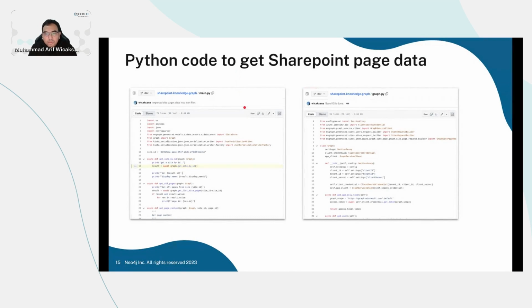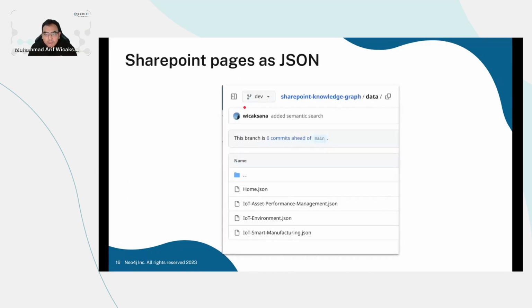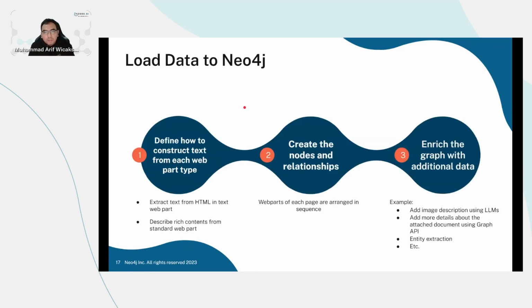So after getting all of the page data, the next step is to load those data into Neo4j. So there are 3 steps here. The first one, or the most complex one, is to define how to construct text from each web part type. For example, in text web part, the text is represented as an HTML, so we need to strip off the HTML. And then for standard web part, we need to describe how to represent the rich content as a text.